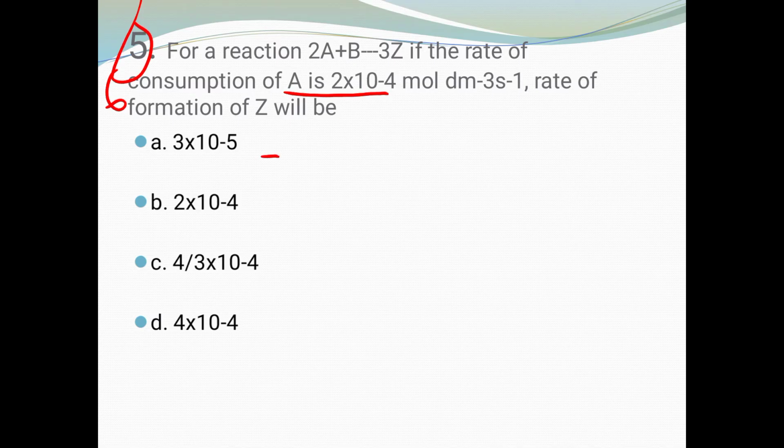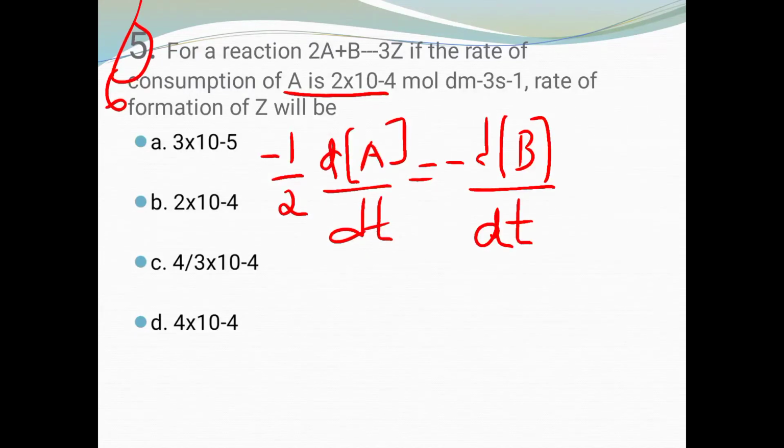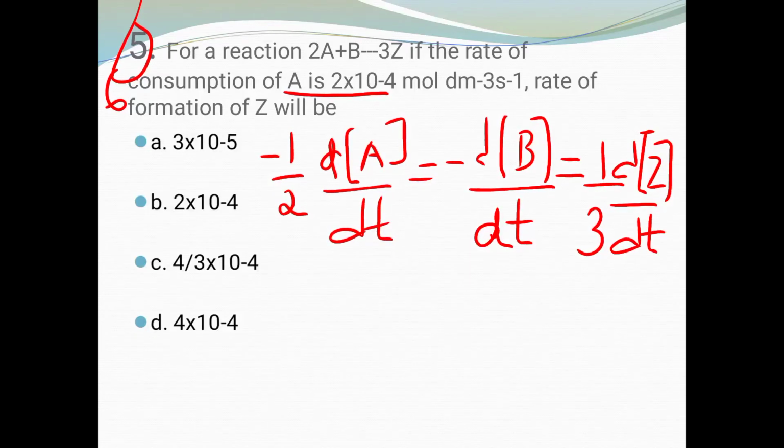So what you need to do is first find out the decomposition. So it will be like minus 1 upon 2 d concentration of A upon dt is equal to minus d concentration of B upon dt is equal to 1 divided by 3 d concentration of Z divided by dt. Please excuse my handwriting. My handwriting actually is really good, but writing on the screen becomes a problem for me.